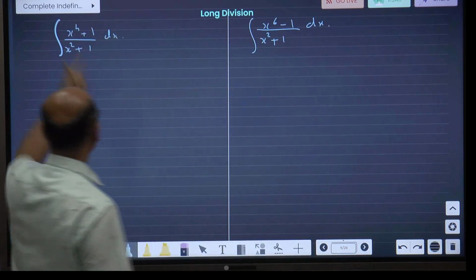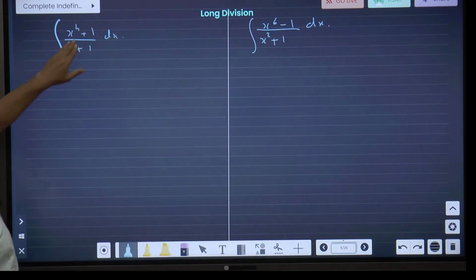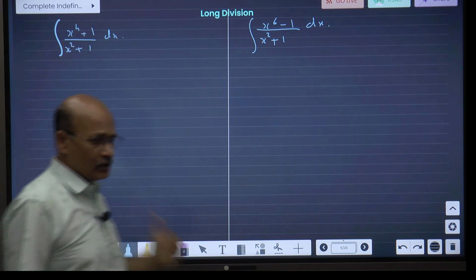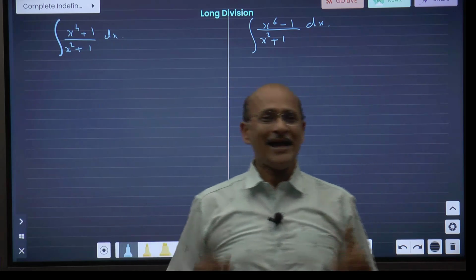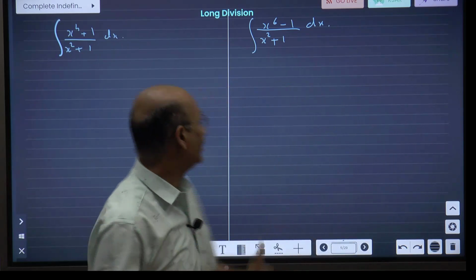Now look at the degree of the numerator. What is the degree of the numerator here? 4. What is the degree of the denominator? 2. That means the degree of the numerator is bigger than the degree of the denominator. So I have to do compulsory long division.